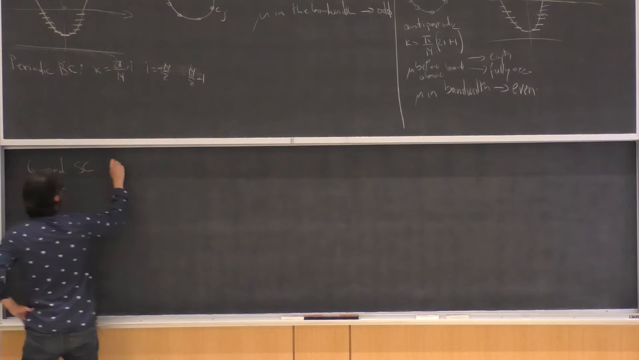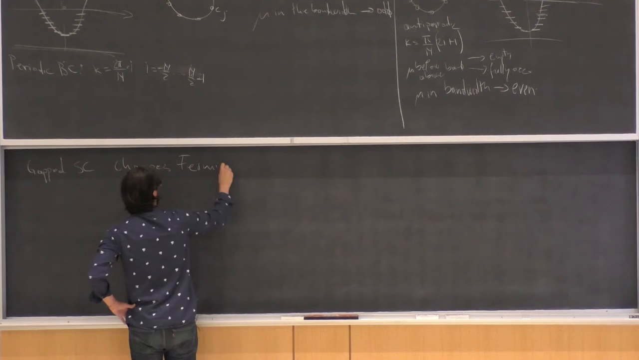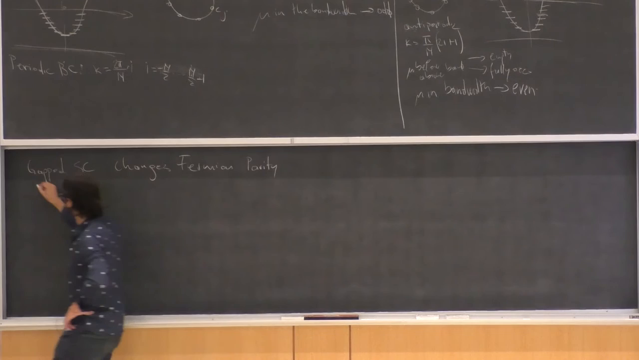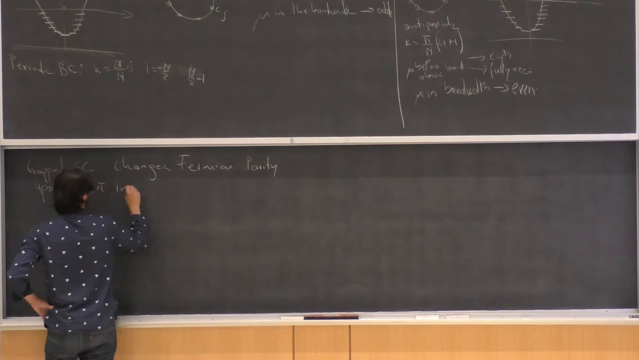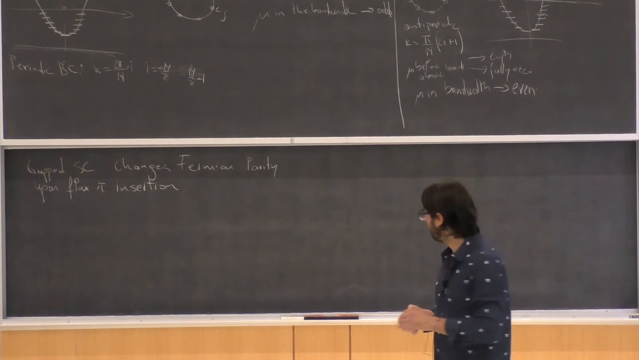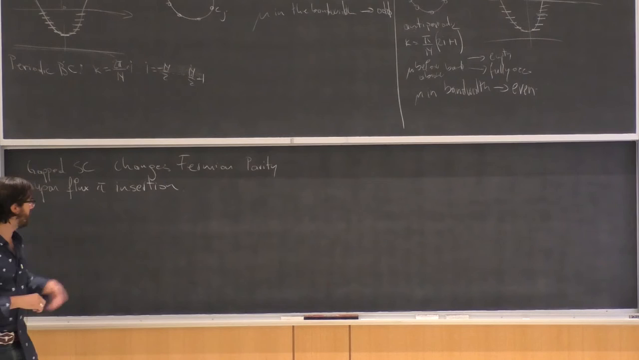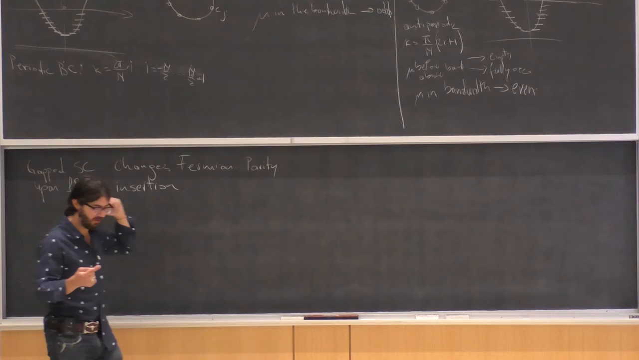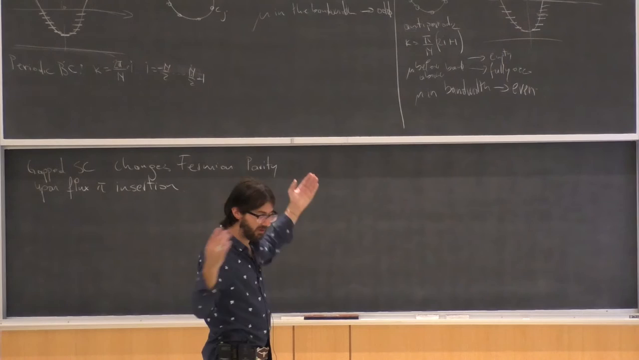Its ground state changes fermion parity upon flux insertion, flux pi. Well, that's very weird. It's a gapped system. A normal gapped system shouldn't do anything if I insert things. Okay? But since these two fermion parities are different, we know that if I insert flux pi, there's got to be somewhere a gap closing. One state is odd fermion parity, the other one is even. They're good quantum numbers. There's got to be a gap closing somewhere in between.